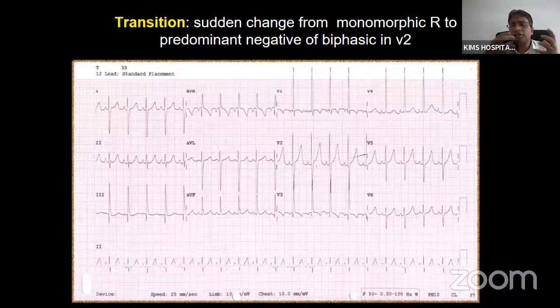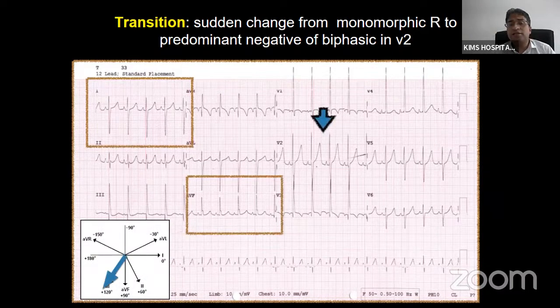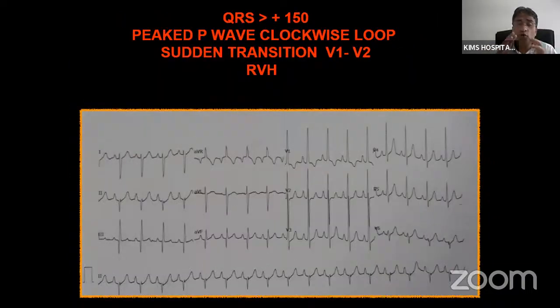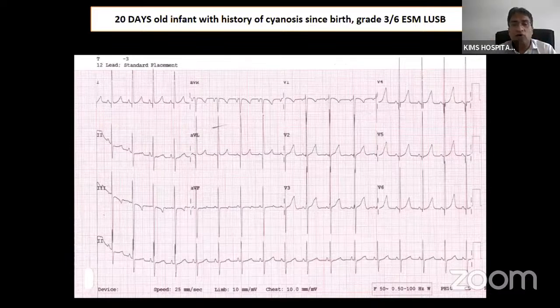So whenever you are seeing TOF, the ECG will show right axis deviation. You can see there is a QR wave, an R wave in V1, but there is a sudden negative transition. That sudden change from monophasic R to a predominantly negative biphasic in V2 is typical of TOF physiology. But when you see a QRS axis of more than 150, a clockwise loop, and a sudden transition from V1 to V2, and then this is RVH, that is typical of VSD with pulmonary atresia when the QRS axis is more than 150. Now, I already told you that there is cardiomegaly.